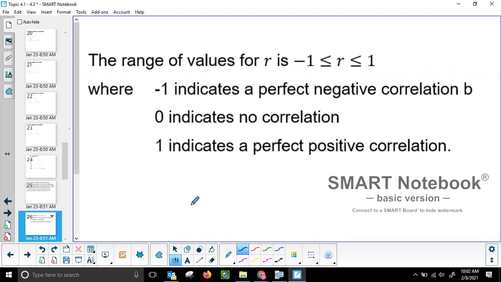The range of values for R is between -1 and 1, where -1 indicates a perfect negative correlation, 0 indicates no correlation at all, and 1 indicates a perfect positive correlation.